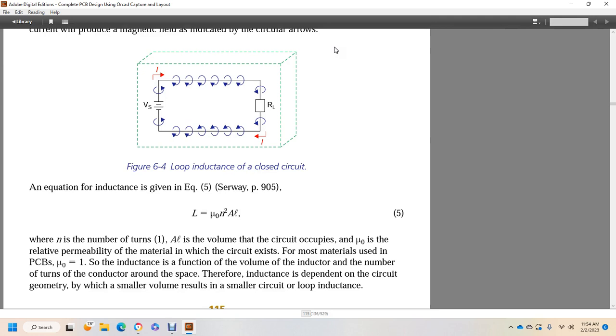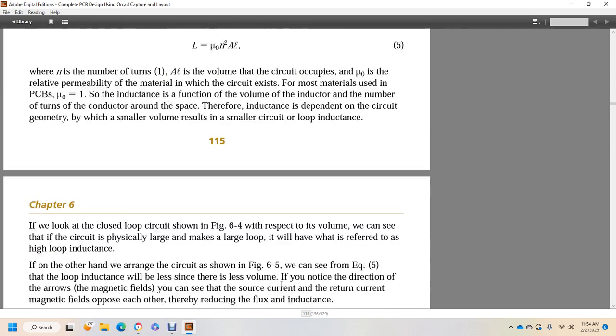In a PCB, mu sub 0 is equal to 1. The inductance is a function of the volume of the conductor and the number of turns of conductor around the space. Therefore, inductance is dependent on the geometry of the circuit, where a smaller volume results in a smaller circuit loop inductance.